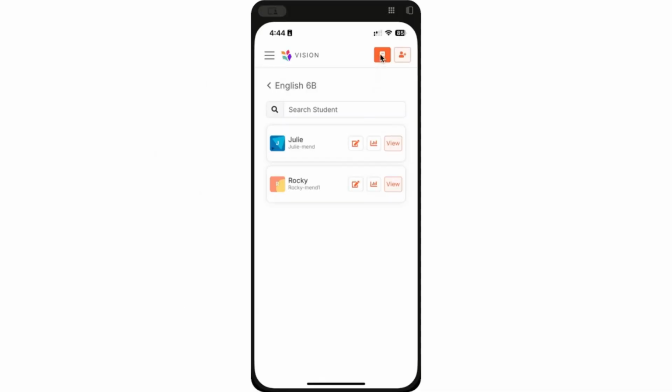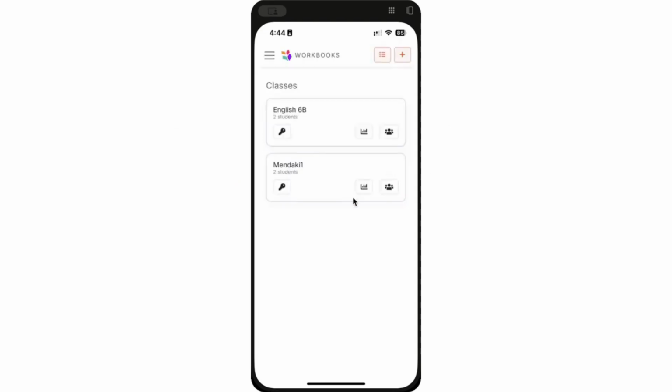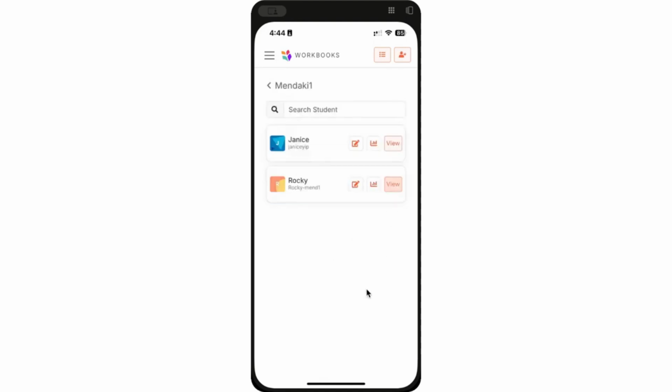So let's jump to workbooks. Workbooks is something that you can obviously just flip to straight away. So again, the classes that you've set up, your tutor groups, they're all available for either workbooks or Vision Writing. It doesn't matter. Go into your class and into your student. Now, here are the books.